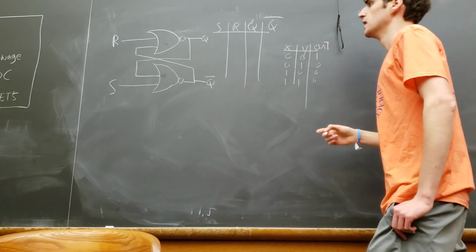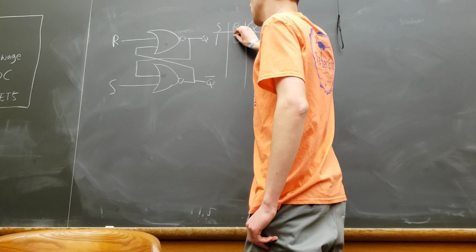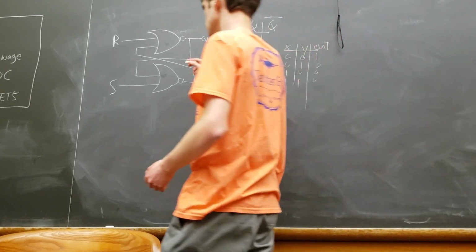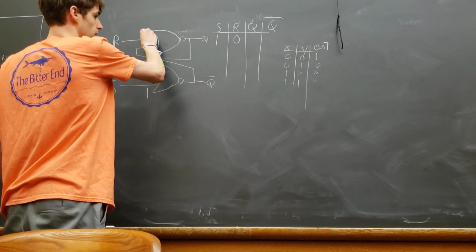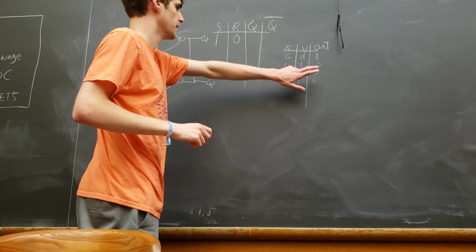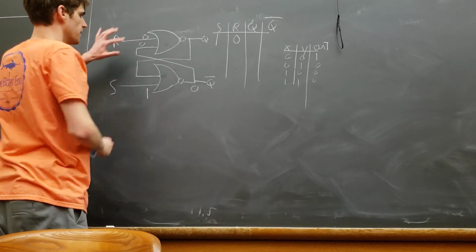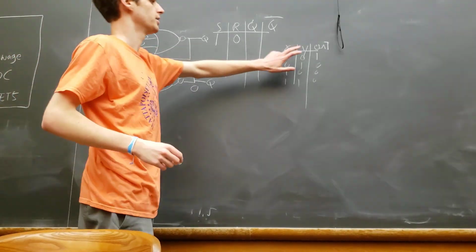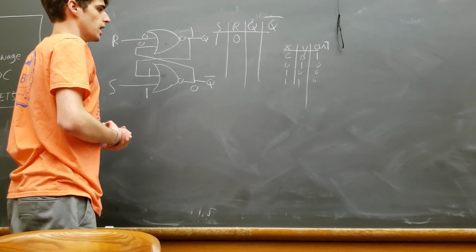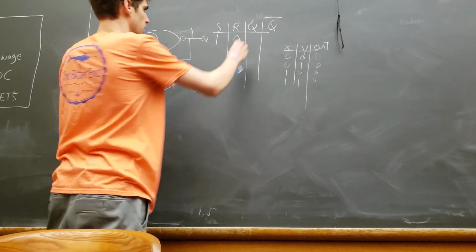Fine. So let's start with S is 1 and R is 0. This is a simple case. Since S is 1, and one of the inputs is 1, the output of this is going to be 0, so Q naught is 0. This goes to here, so both inputs are 0, and the output's 1, and this feeds in here. So when S is 1 and R is 0, Q is 1 and Q naught is 0.